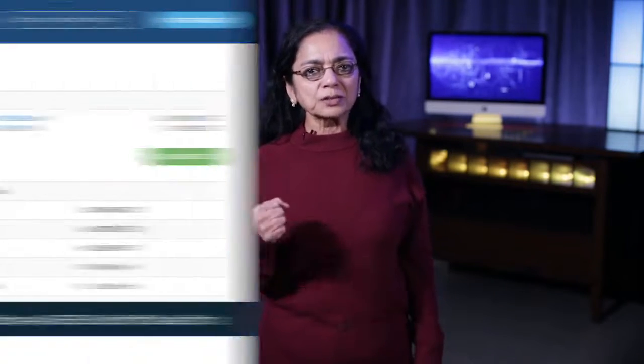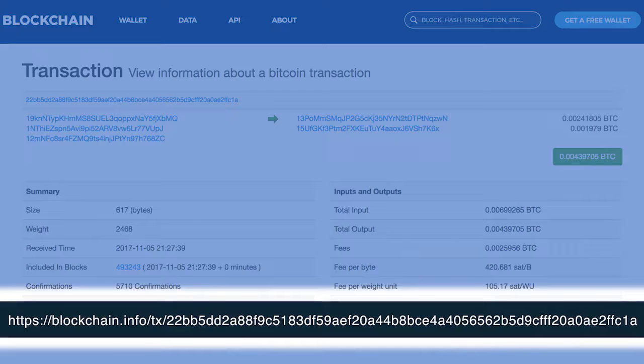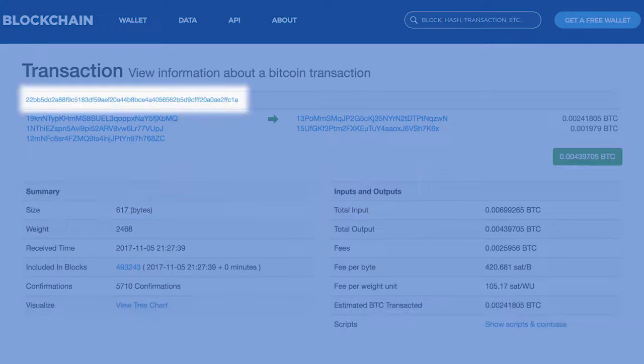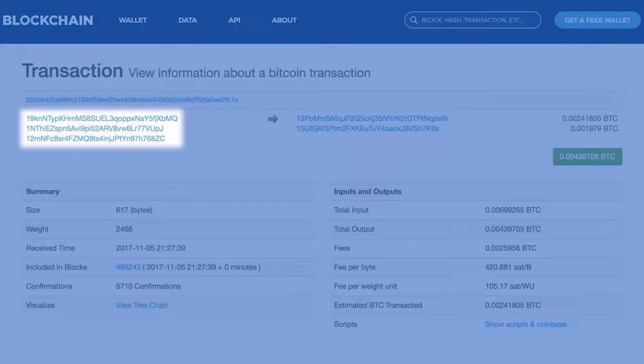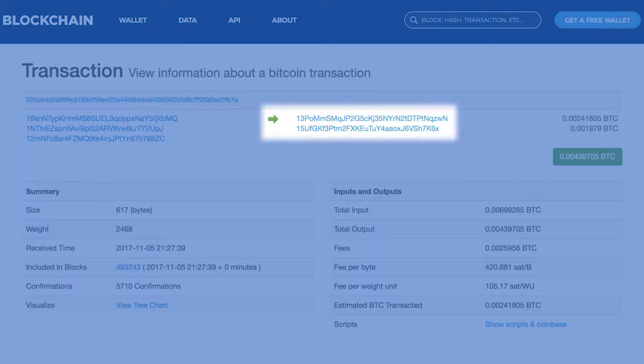All right, it is time to explore a real transaction. It is available at this link. At the top left is the transaction number. Just below, there are 3 input UTXOs referenced, and an arrow points to the references of the 2 output UTXOs.